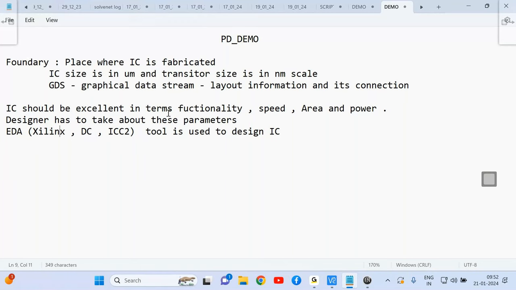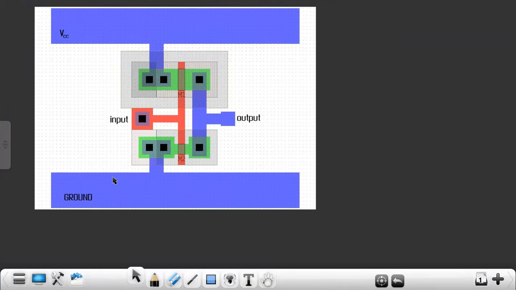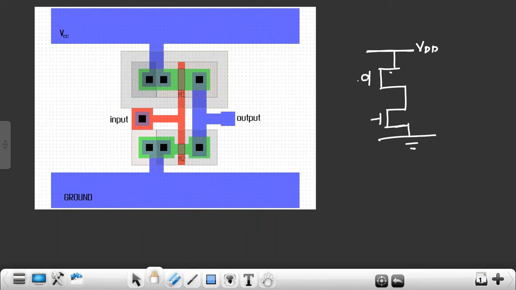So this is a layout of an inverter. Everyone knows this. I think most of the colleges have this. So the CMOS inverter has what? VDD, PMOS, NMOS, ground, this is VIN, this is VOUT. This is your CMOS inverter. This is a layout of your CMOS inverter.